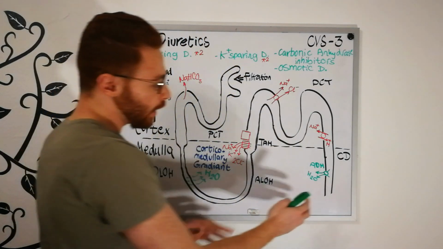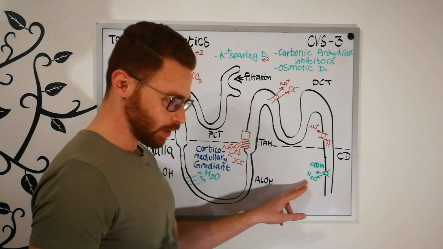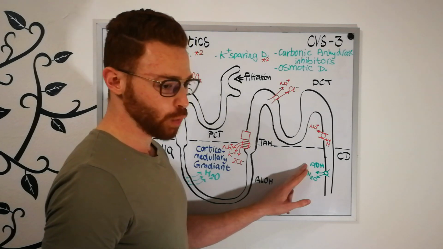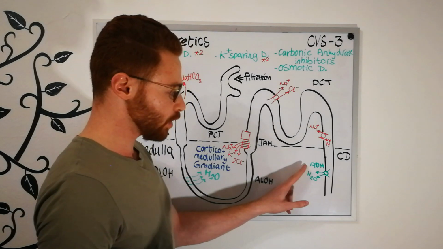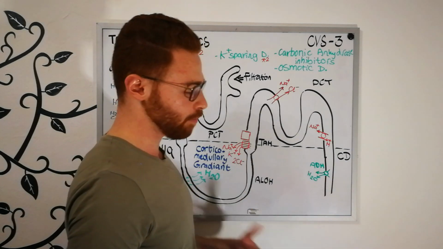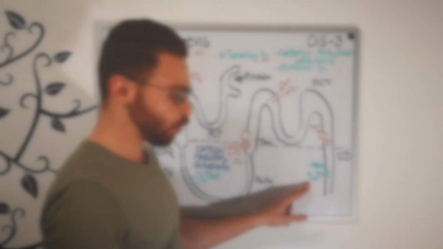Anyway, in the collecting duct, we can absorb water passively only if we have ADH working. So if ADH is being produced by our pituitary gland, then the collecting duct is going to be permeable to water by a transporter called aquaporin.